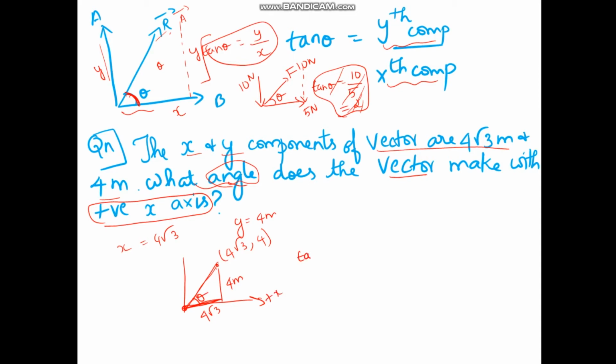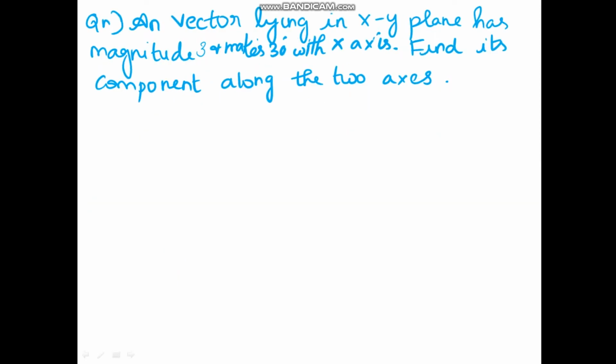So I can say tan theta is equal to the opposite side by the adjacent side, which comes out to be 1 by root 3. So theta comes out to be 30 degrees. So 30 degrees is the angle made by the vector with the positive x-axis.